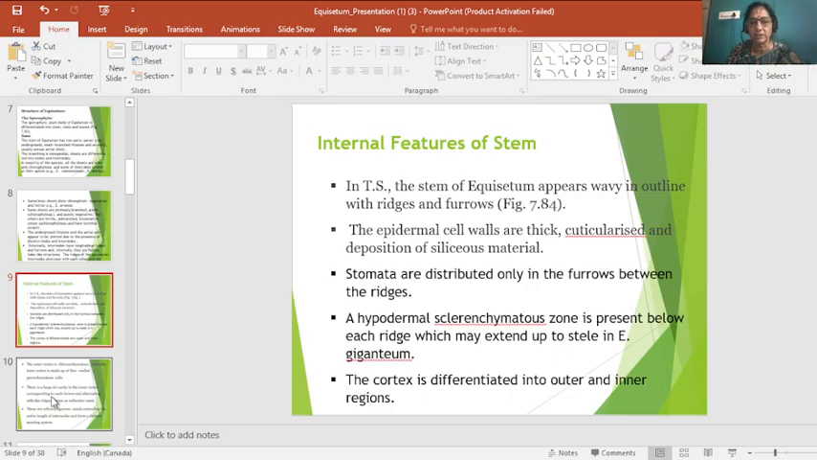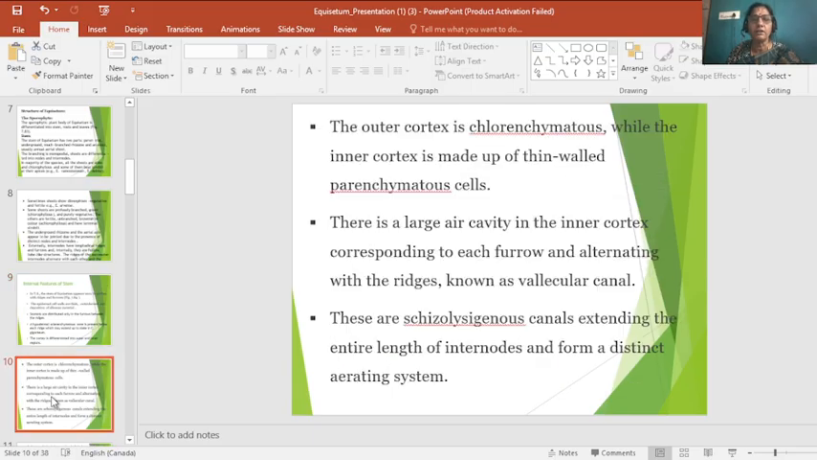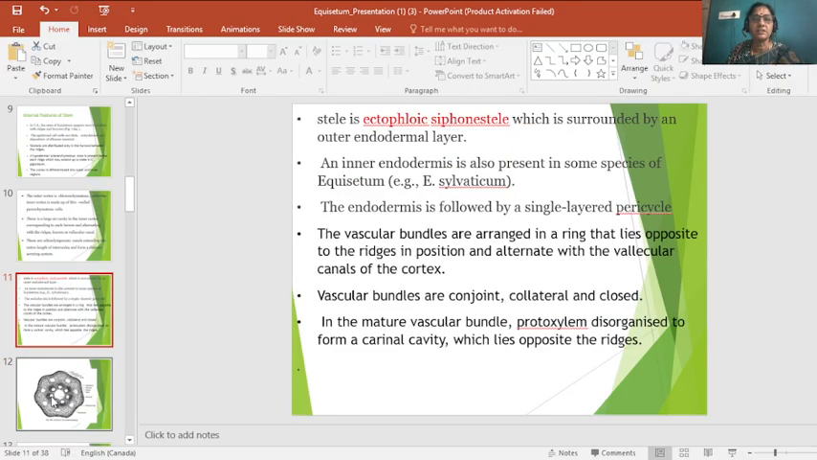The cortex is differentiated into outer and inner regions. The outer cortex is chlorenchymatous, while the inner cortex is of thin-walled parenchymatous cells. There are large air cavities in the inner cortex corresponding to each furrow and alternating with the ridges, known as vallecular canals. They are schizogenous canals extending the entire length of the internodes and form a distinct aerating system.